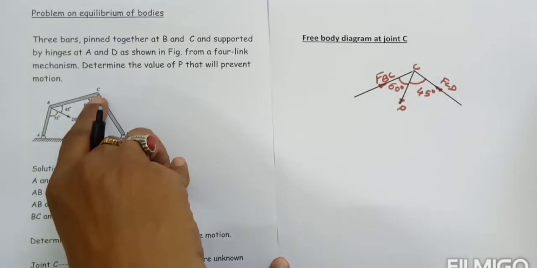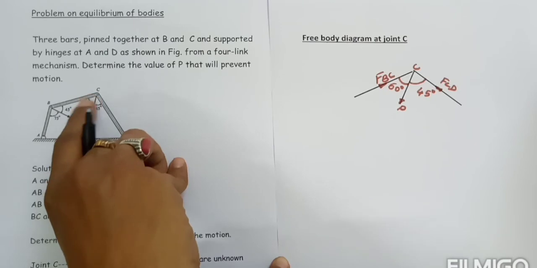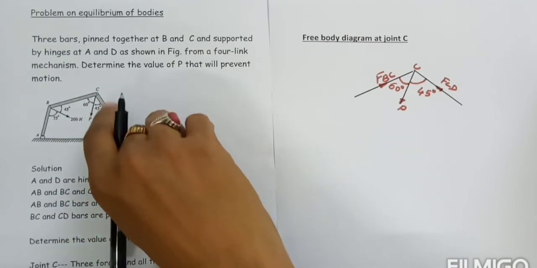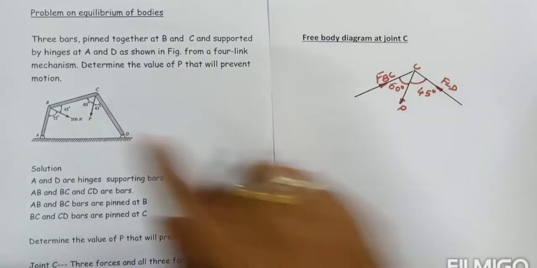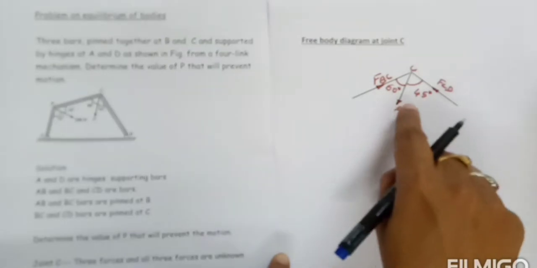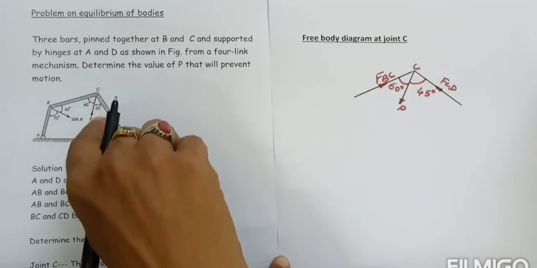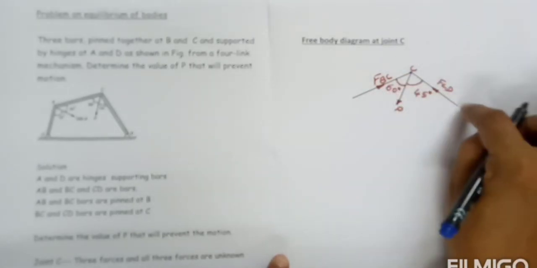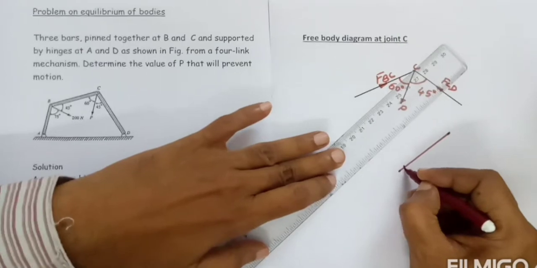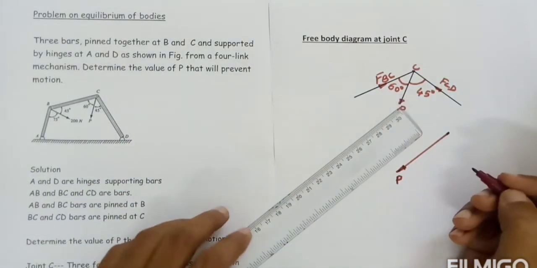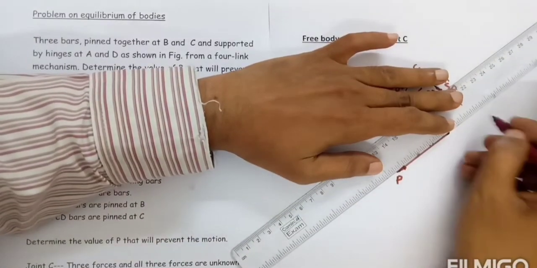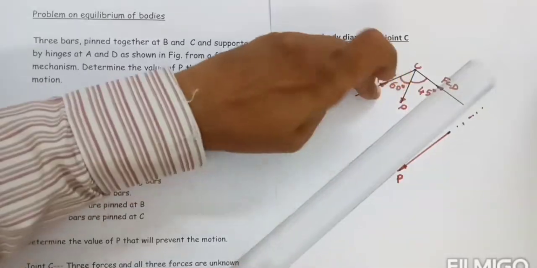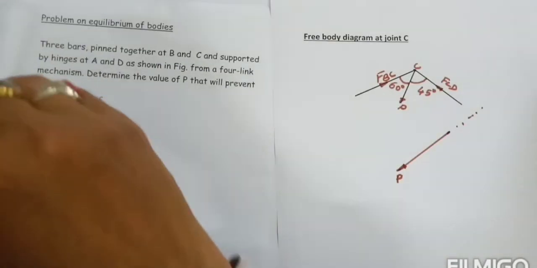Here, two compressive forces are acting. One is the compressive force in BC acting towards C, and the compressive force in CD acting towards C, and another unknown force P. FBC is making an angle of 60 degrees to P, and FCD is making an angle of 45 degrees to P. Draw P, and FCD is going up.